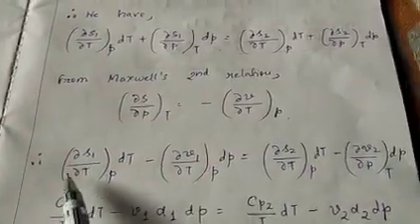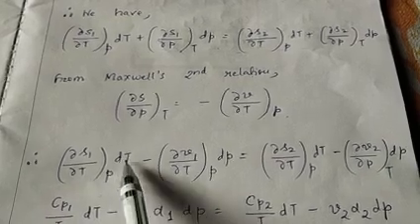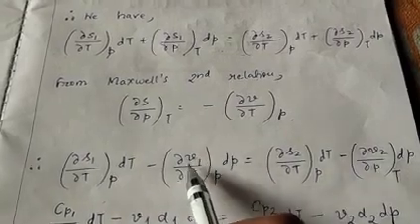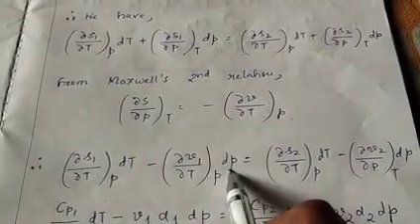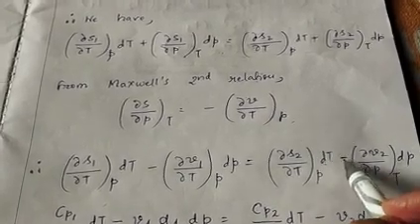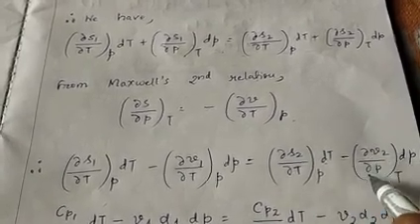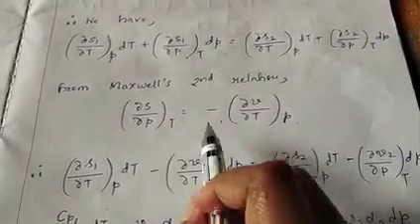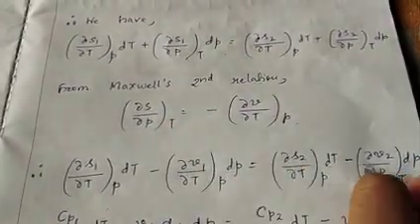It becomes like this. Del S1 del T at constant P dT, the first term remains the same, and the second term becomes minus del V1 del T at constant P dP, equal to del S2 del T at constant P dT, and the second term becomes minus del V2 del T at constant P dP. Since here we have S1 and S2, the V is replaced by V1 and V2.